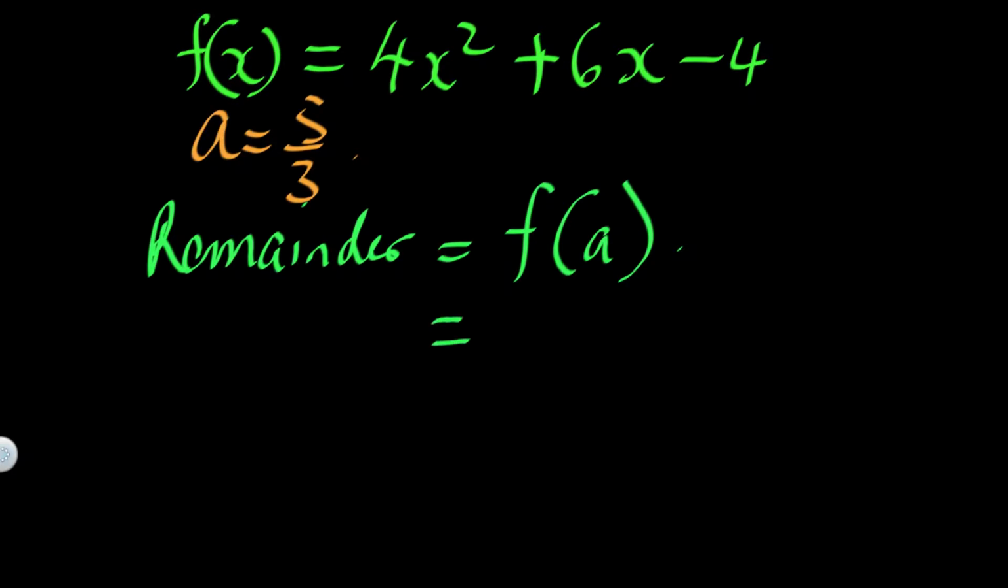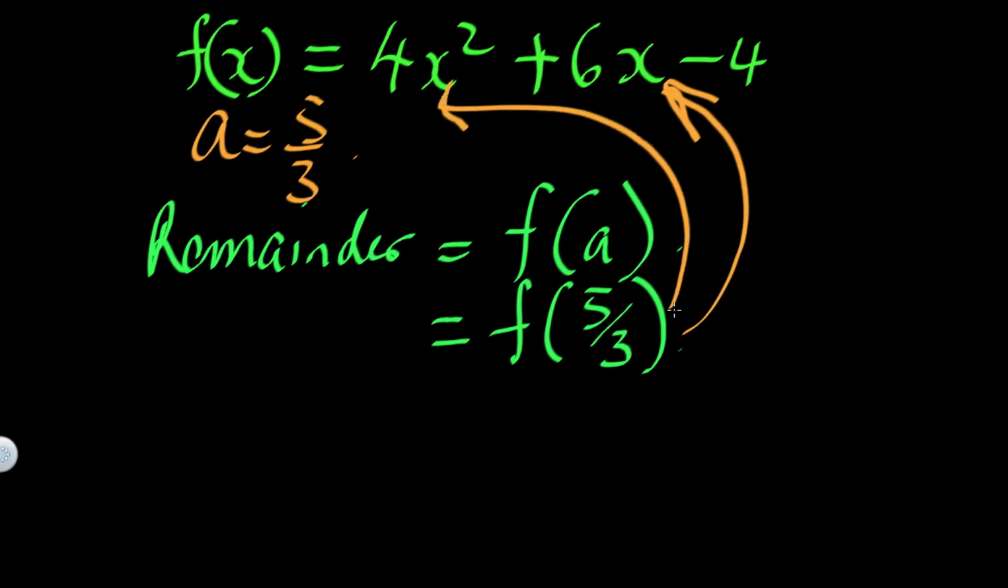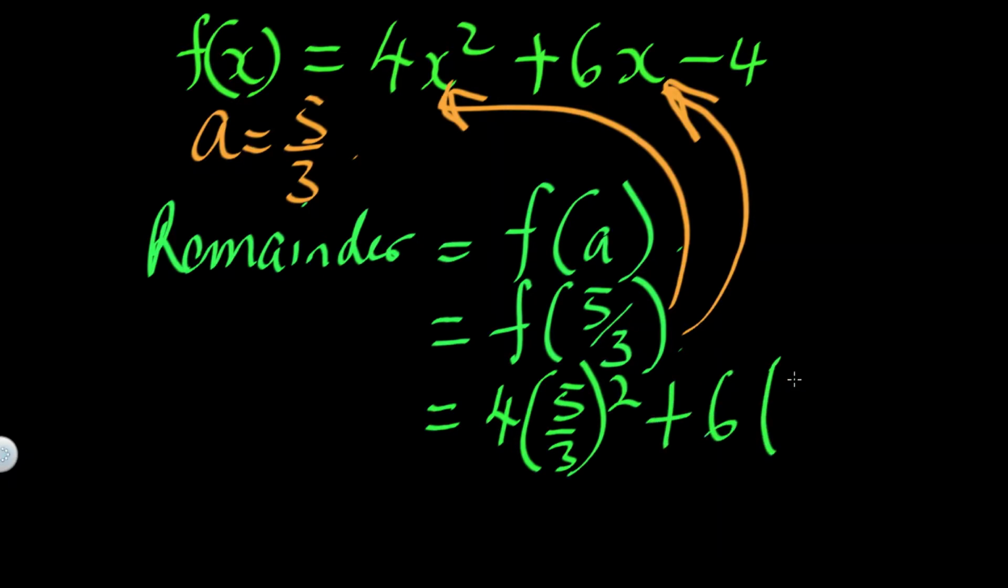If you understand functional notation, it means in f of x, we are going to replace x by our A. So in our case, this is f of 5 over 3. Everywhere where there's an x, we are going to put 5 over 3. That is what it means when you say f of 5 over 3. So this is 4 times (5 over 3) squared plus 6 multiplied by 5 over 3 minus 4. We punch this in our calculator.